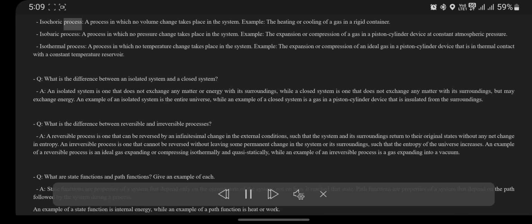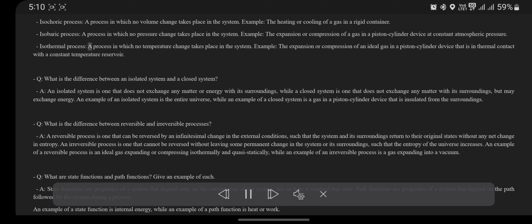Isochoric process, a process in which no volume change takes place in the system. Example: the heating or cooling of a gas in a rigid container. Isobaric process, a process in which no pressure change takes place in the system. Example: the expansion or compression of a gas in a piston cylinder device at constant atmospheric pressure.